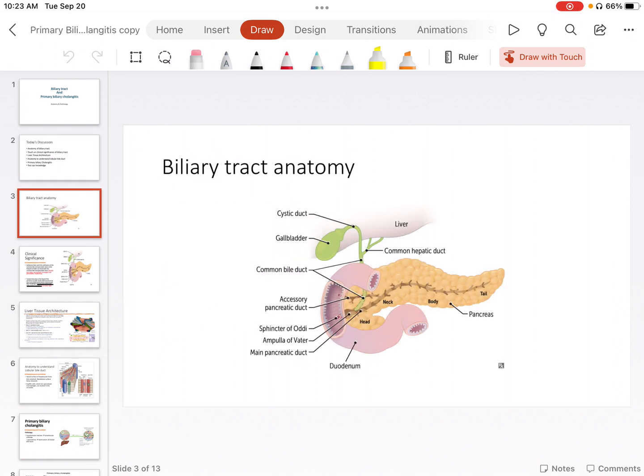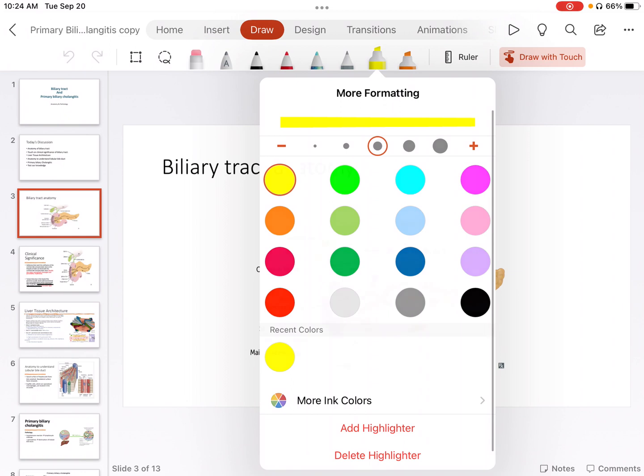Most of the presentation is from First Aid as well as my UWorld notes. So you are going to cover a lot of stuff related to this topic today from First Aid and from UWorld. So first of all, let's go through biliary tract anatomy.